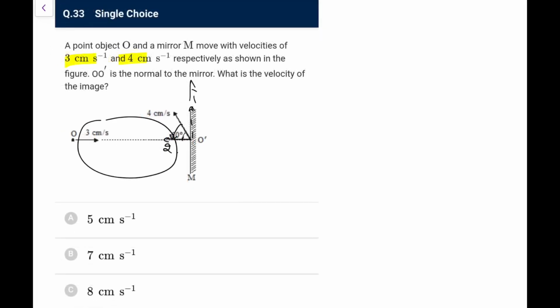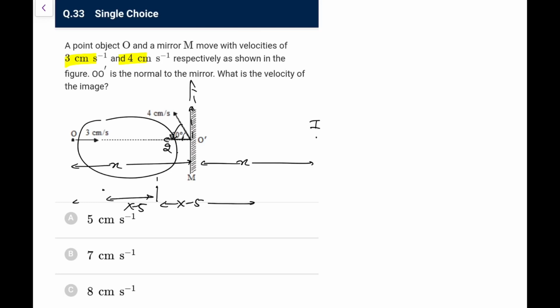Now one way is if you remember the expression, or the other way that I suggest is, let's say this distance is x, so the image is also at a distance x here. Now after 1 second, if I check, the object has moved 3 and the mirror has moved 2, so this gap has now become x minus 5, so this will also become x minus 5.